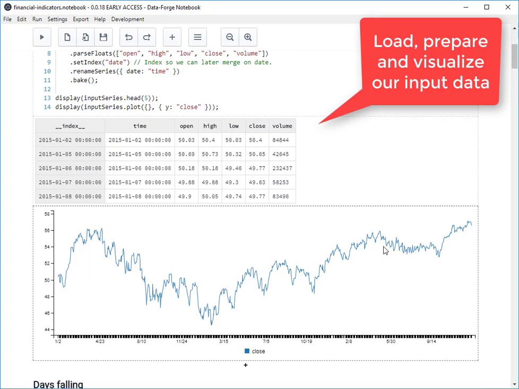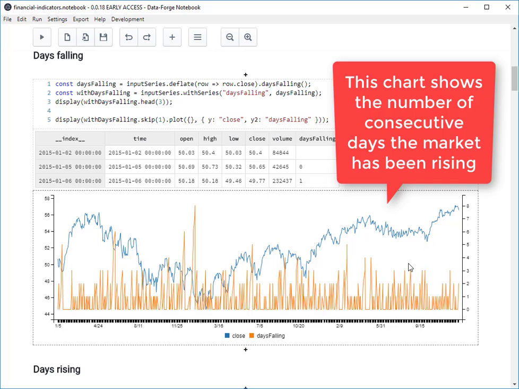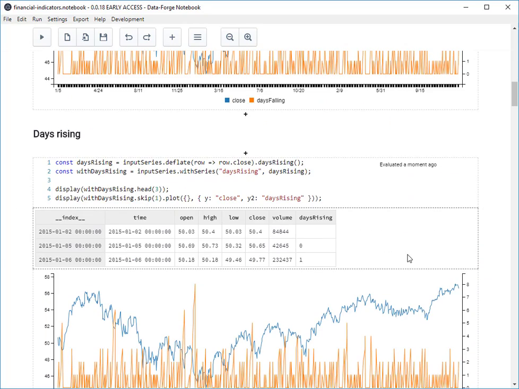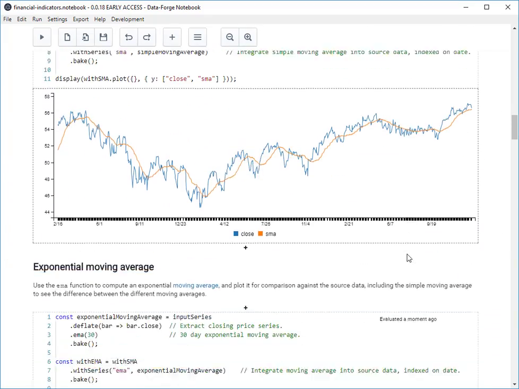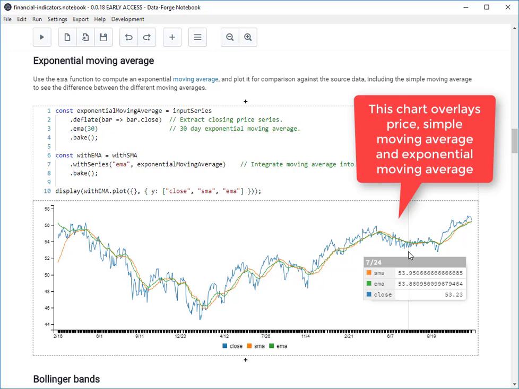We preview it and we plot it to make sure it's okay and that it's not corrupt and that we don't have any bugs in our preparation code. The first two examples are days falling and days rising. These show you the number of consecutive days the market has been rising, falling. Then we've got the moving averages. So far, the simple moving average and the exponential moving average. These give you an idea of the average value of a market over time.